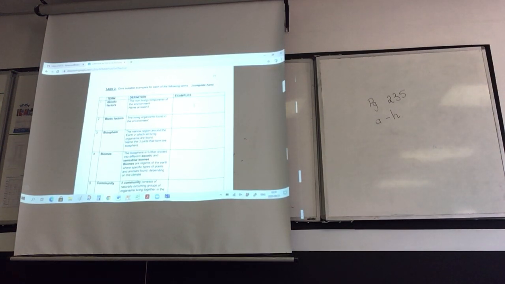All right, can I pick on people? If you don't make a noise, I'll pick on you. Okay, so it says abiotic factors, the non-living components of the environment. Let's start with Turgel.